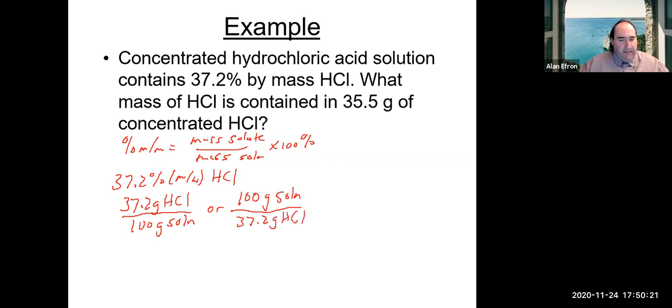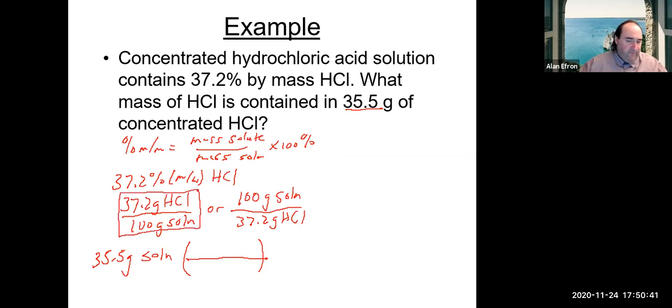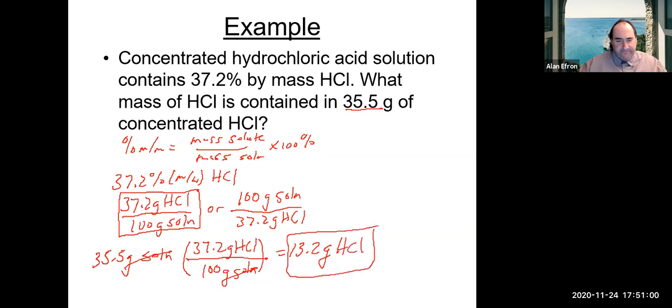So if we did this with a dimensional analysis approach, we have 35.5 grams of solution in this case. We could start with that 35.5 grams of solution. And again, we're just doing it like a conversion problem. To get rid of the grams of solution, we would use this as our conversion factor, which would give us 37.2 grams of HCl in 100 grams of solution. Grams of solution will cancel, leaving us grams of HCl, and it looks like we get something like 13.2 grams of HCl in this particular case.